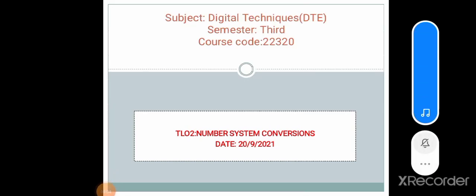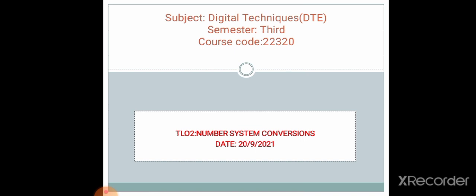Good morning, students. This is our second lecture of digital techniques, that is number system conversion. In the previous lecture we have seen different types of number systems. There we have seen there are four basic number systems: the decimal number system, binary number system, octal number system, and hexadecimal number system. Then we have seen how to identify these number systems according to their base, and how to give the weights to each digit or each bit in every number system.